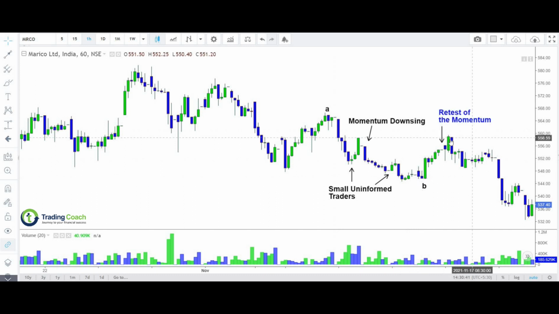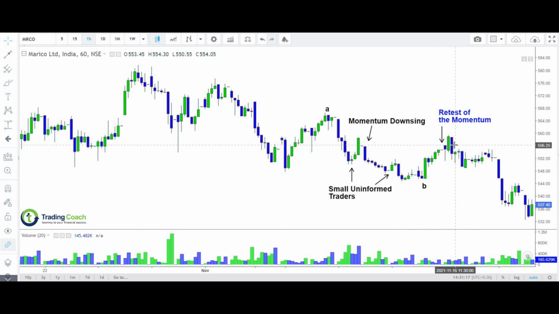Alright. The retest of the momentum means, as I pointed out in the momentum upswing, that the sellers are trying to test the strength of the buyers. The market is trying to test the strength of the selling pressure. Typically, all the big players who have taken short positions within this downswing, who have taken some put options or short positions in futures, will try to test the strength of the market.